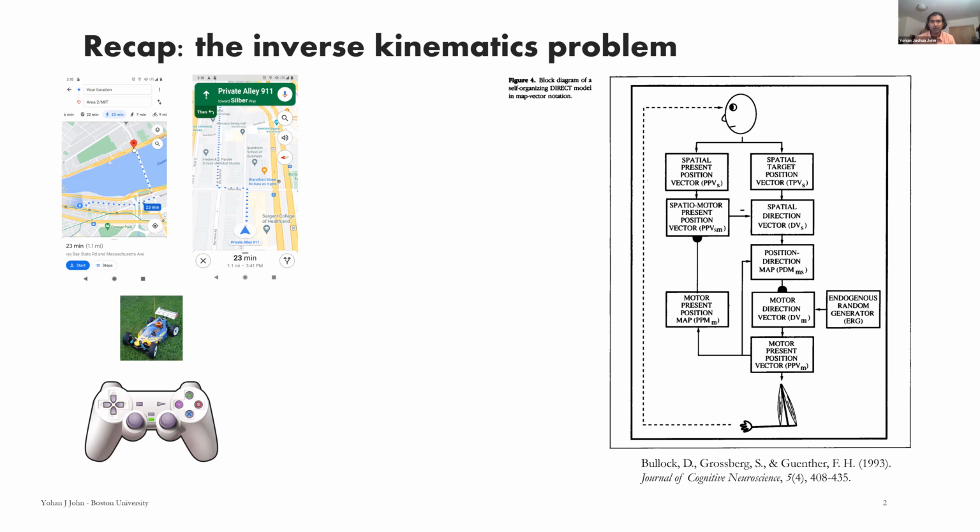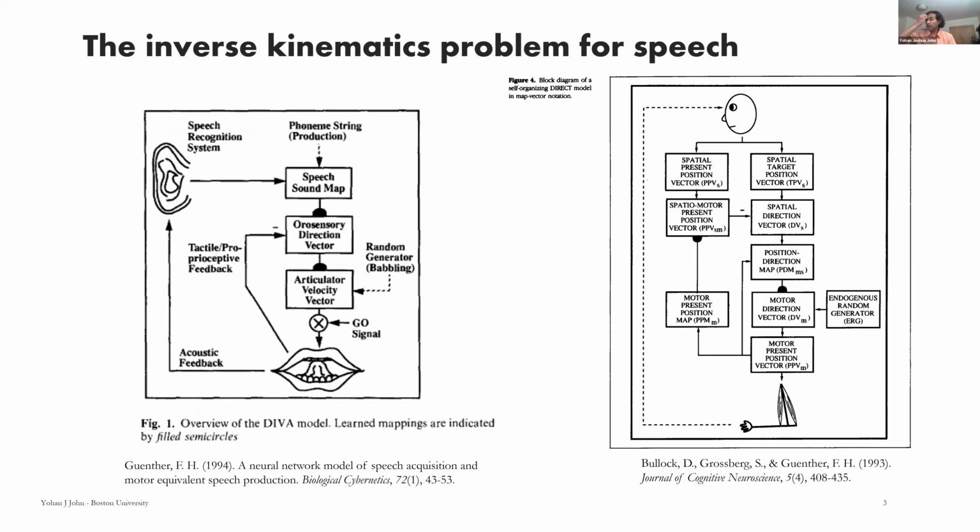And that's basically what the model sets up itself to do. Some of it is fixed, kind of, but some of it is learned. So the DIVA model is a speech version of the same basic problem. So you can compare the two.